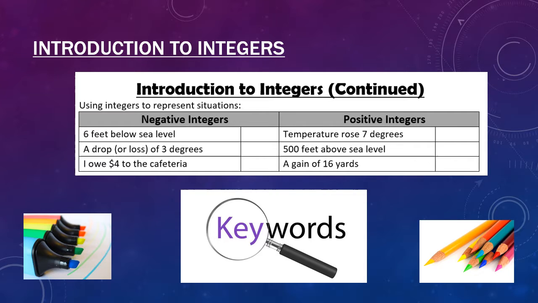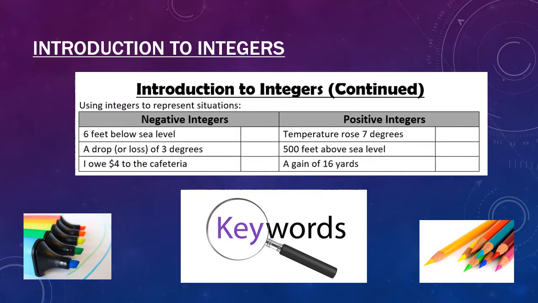Flip your page over. We're going to talk about some keywords. You're going to need a highlighter or colored pencil here. We've already broken this up to make it easy for you into negative and positive situations. Your SOL wants you to be able to read a situation, highlight the keyword, and recognize: is that a positive number or a negative number? So let's start with the negative because that's new.